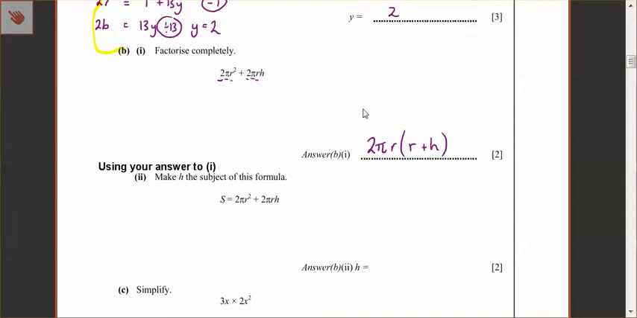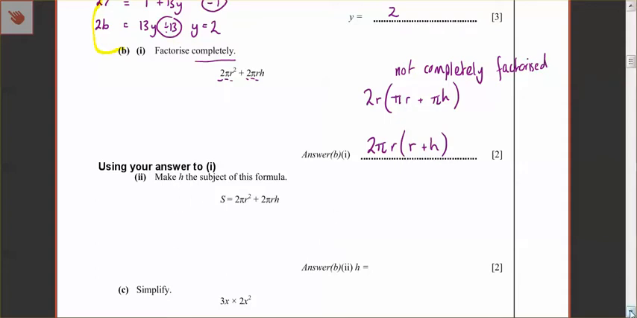If you wrote 2r, pi r plus pi h, you left a common factor behind. So I gave you 1 mark because it's not factorised completely. You factorised but not completely, that's why you got 1 mark.